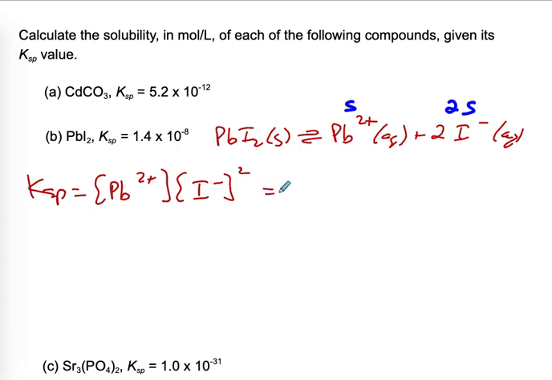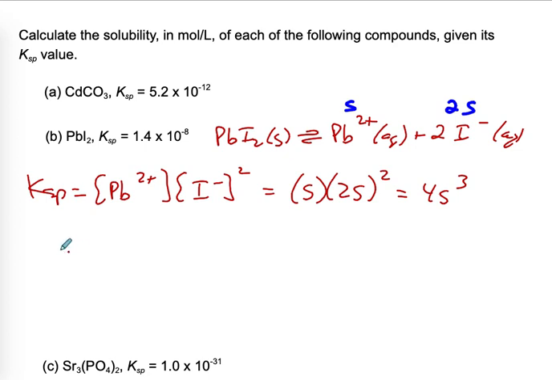Let's plug in terms of S. That would be S times (2S) quantity squared, which is 4S cubed. In the previous problem, you were given the solubility and you solved for KSP. In this type of problem, you're given KSP and you are solving for the solubility. Therefore, we simply rearrange algebraically to isolate S.